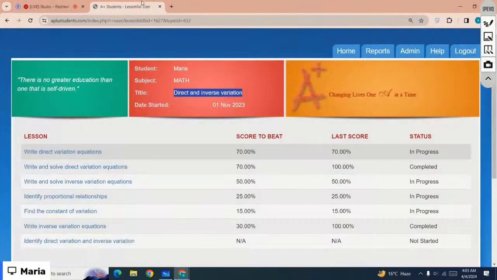Here I am on grade 9 math. We're going to start with the chapter direct and inverse variation. Let's just start with the first lesson, that is write direct variation equations.